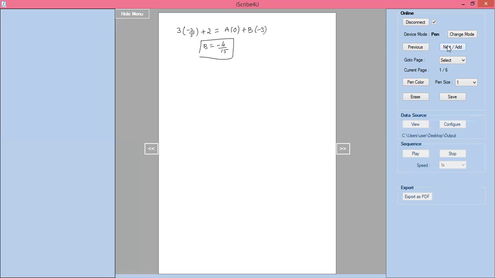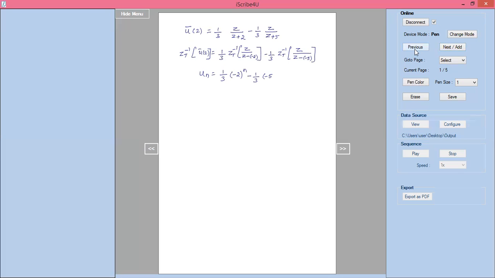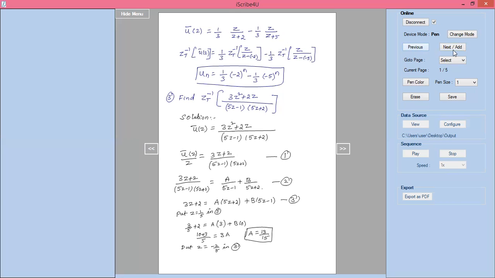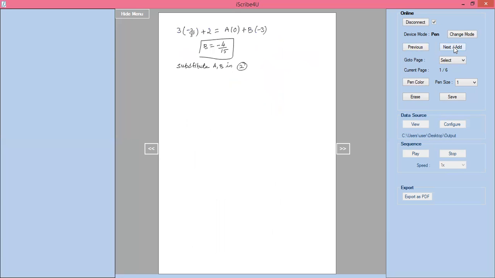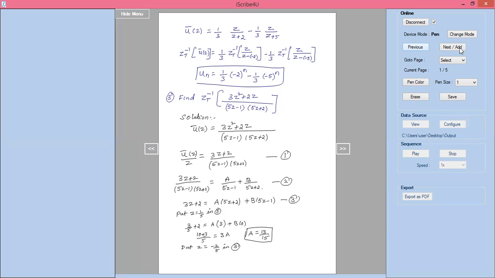Right, substitute a comma b in equation 2. We'll substitute in equation 2. So what we'll get in equation 2: 3z plus 2 u bar of z divided by z equal to u bar of z divided by z. A is nothing but 3 by 15.